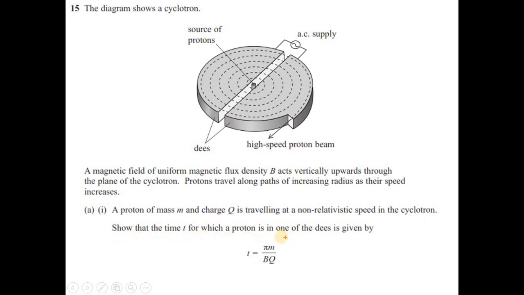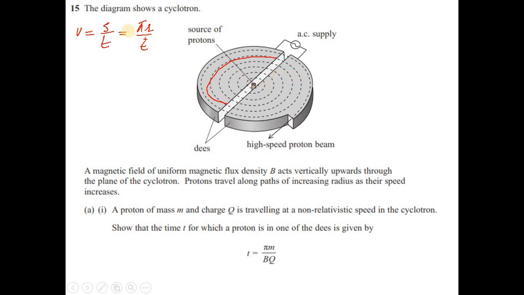Show that the time t for which the proton is in one of the D's is given by t equal to pi m by Bq. You know that in any one of the D's, the proton is covering half of a circle. That means the velocity of the proton in one of the D's should be s upon t, where s is the distance covered. Because we are talking about speed, s is the distance, so pi r by t. This is v equal to pi r by t for the proton in one of the D's.